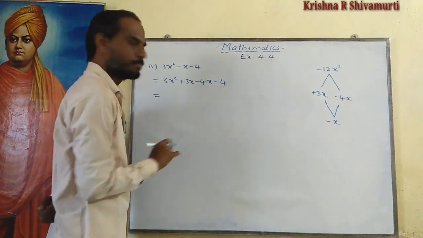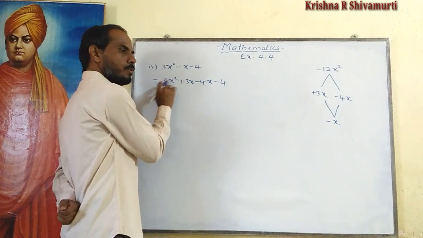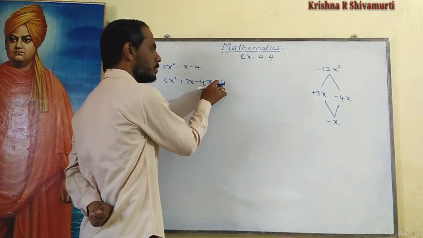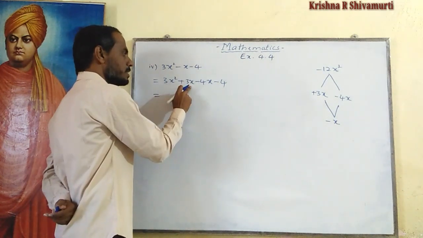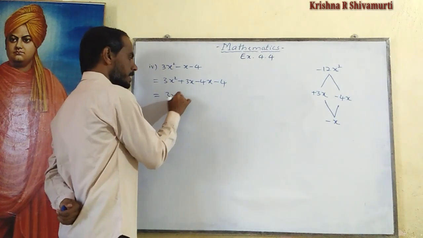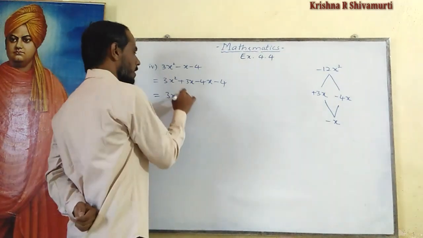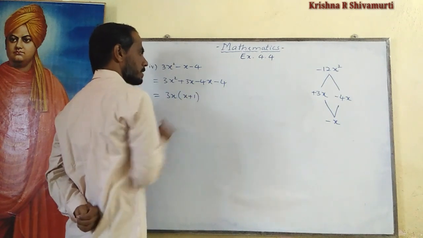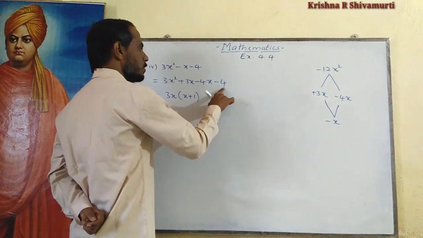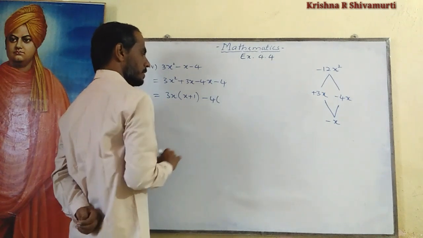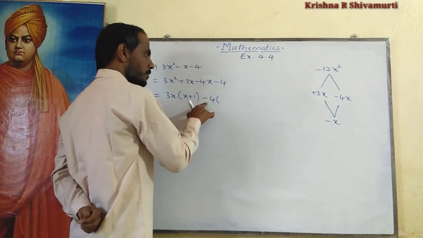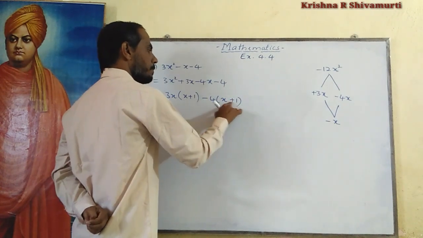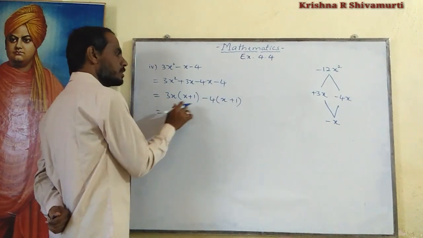Now what is the next step? Make the two-term groups: the first two terms together and the second two terms together. In the first two terms, what is the common factor? 3x. 3x is common. Okay, what remains? The remaining factor here is x, plus 3x times 1 is 3x. In the next two terms, what is common? Minus 4 is common. If you take the minus 4, then it is x plus 1. Why? Minus into plus is minus.